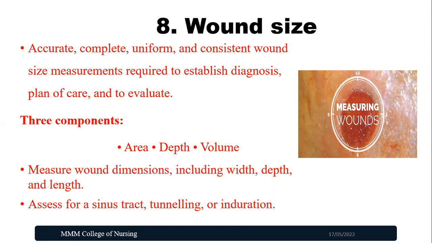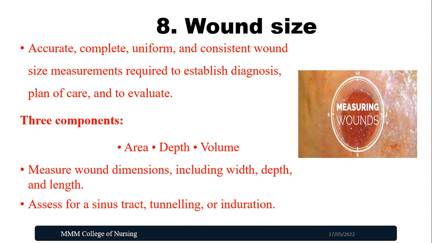Measuring wound dimensions includes measuring width, depth, and length. When the length is multiplied by the width, it provides the approximate surface area, whereas when the wound is measured based on the length, width, and depth, it provides the approximate volume of the wound. So it is always better to measure area, depth, and volume to provide an accurate measurement. Nowadays, various electronic devices are also available to measure the volume of the wound. When measuring the size of the wound, we also need to include the sinus tract, tunneling, or induration.